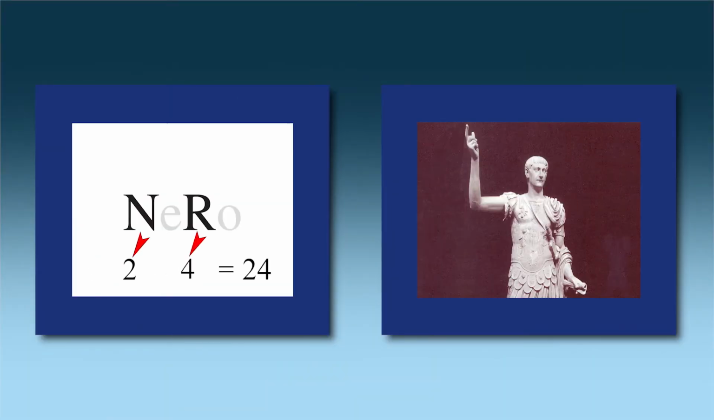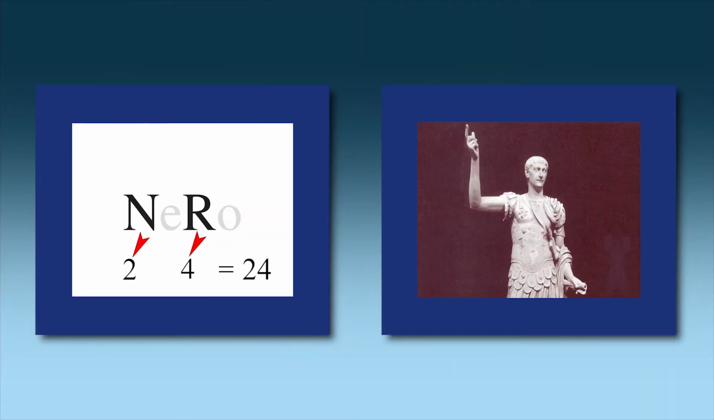So Nero was the name of a Roman general. I've actually seen someone say that it was Greek, but we know it was Roman. So we just have a picture of Nero. N2, E doesn't count, R4, 24. O is a vowel, doesn't count. So Nero is 24, very good. That's up to 24. You want to keep doing Chazara with the children.